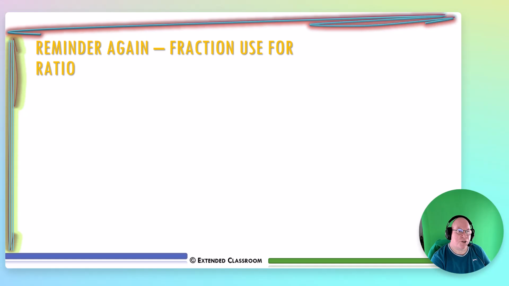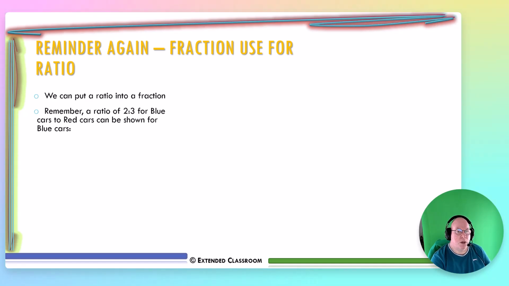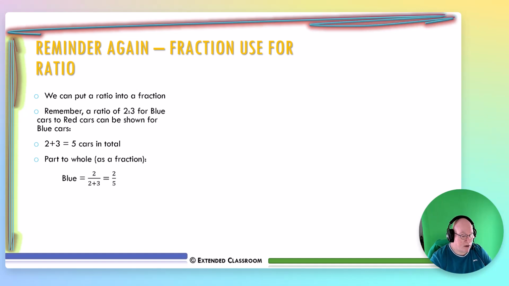So remember again, fraction used for a ratio. We can put a ratio into a fraction, but do remember that if you've got more than one part in this, you've got to think about the total number of parts. So if there's 2 to 3 in terms of blue cars to red cars, then what we'd have to do is think that that is the total. So if we're working on the part of there, so it's a part of a fraction, so it's a part of the total. So therefore, we would work it this way. So you get 2 plus 3 gives us fifths, so it's 2/5.